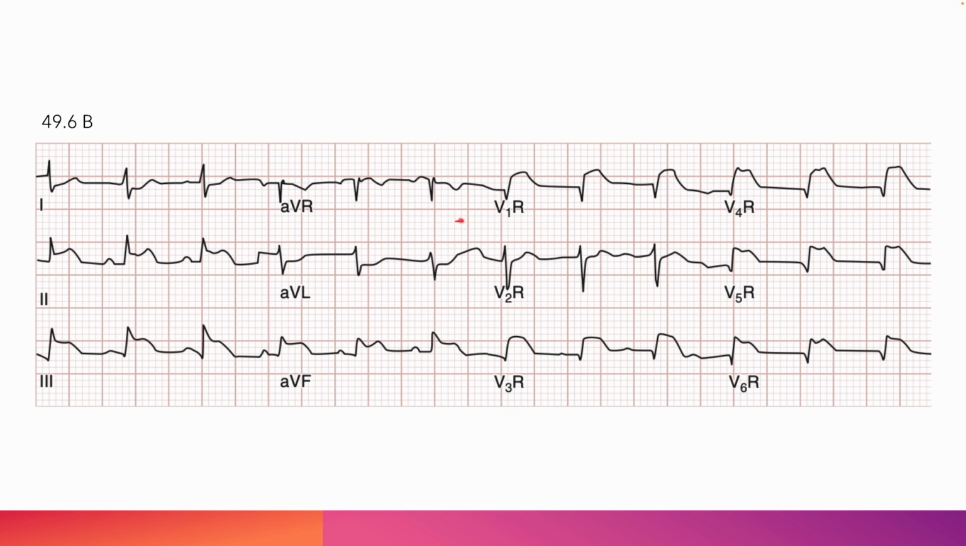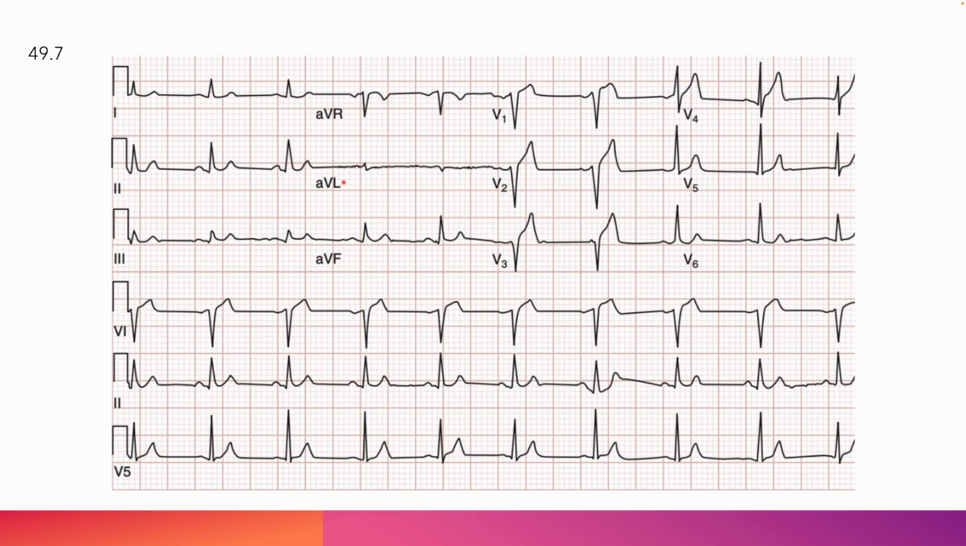So what you do is you put your leads on the right side of the chest, V1, V2, V3, and V4, and you can see there are ST elevations in all these leads, confirming the diagnosis of a right ventricular infarction.